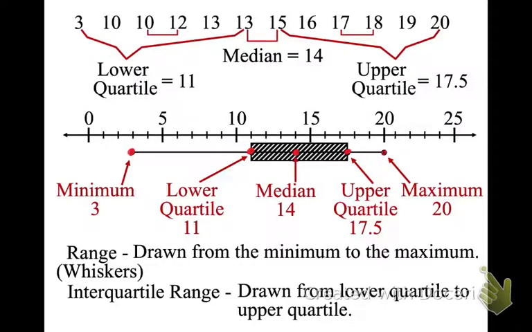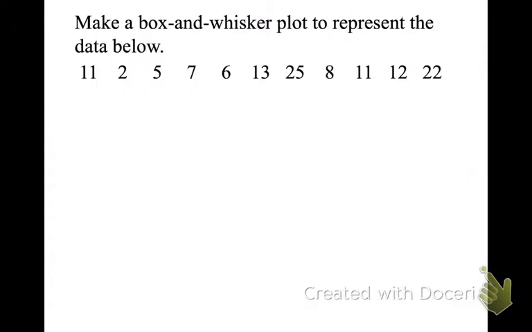All right. Let's try one together. This time, you guys are going to be doing it. Okay, so our interquartile range is the box. Pause the recording if you need to take notes. All right, so we're going to make a box and whisker plot. Pause the recording and put the numbers in order from least to greatest.